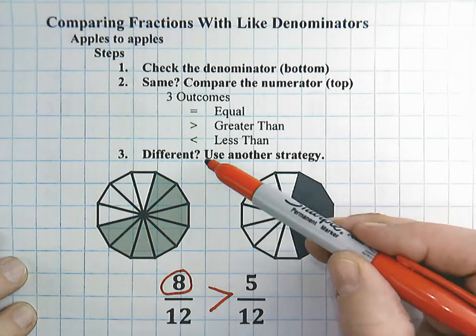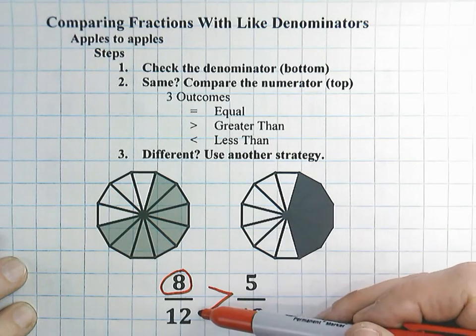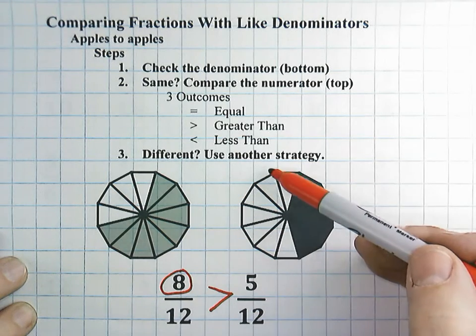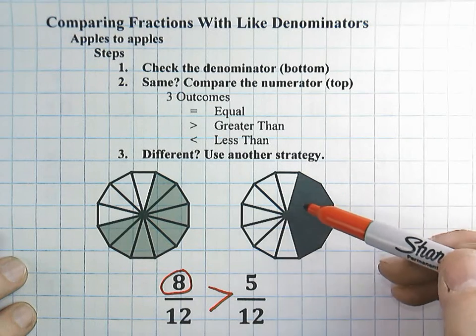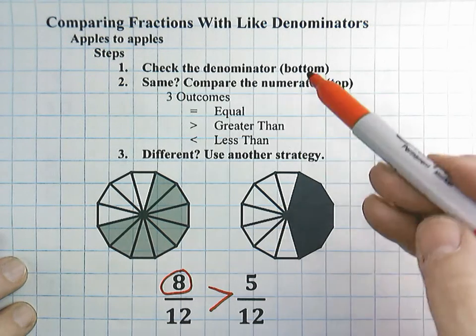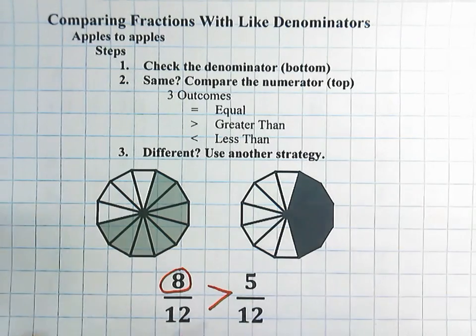You cannot use this rule if the denominator is different. In that case, for example, if these were not both 12s, you would have to use another strategy. You may want to use cross multiplication or use models, but you could not use the like denominator strategy if your denominators are different.